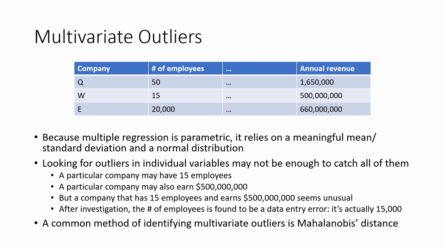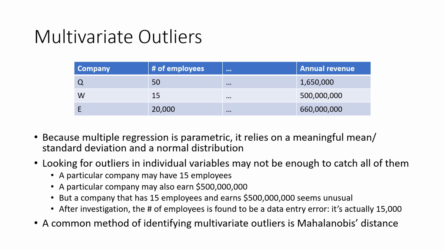But you should also have a look for what are called multivariate outliers, and I give you an example here with the data in front of you. So it may be perfectly reasonable for a company to have 15 employees. It may be perfectly reasonable for a company to have 50 employees, and it may be perfectly reasonable for a company to have 20,000 employees, right? It also may be perfectly reasonable for a company to have $500 million in revenue. It may be reasonable for a company to have $1,650,000 in revenue, as well as perfectly reasonable for a company to have $660 million in revenue.